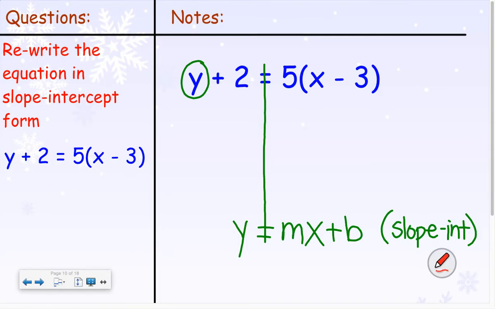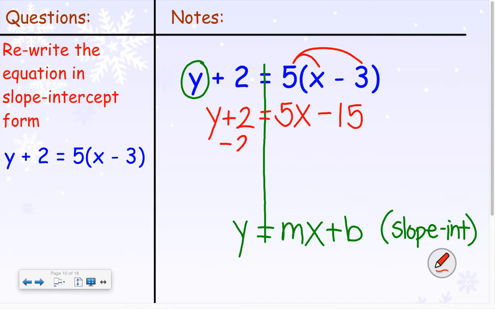Whenever we see a problem with a number outside of parentheses, we always distribute. So that's what I'm going to do first. So 5 times x is 5x. 5 times negative 3 is negative 15. Bring down my y plus 2. Now to get y alone and get rid of the plus 2, I'm going to minus 2 on both sides. 2 and negative 2 make 0. Negative 15 and negative 2 make negative 17.